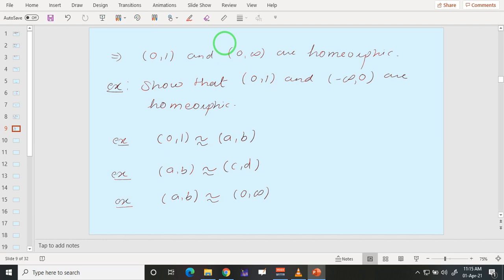In the next video, we will show that the open ball in Rn around 0 of radius 1 is homeomorphic to the open ball around a of radius 1. It means if you change the center of the two open balls with the same radius, both are homeomorphic. So we will define a function which will take those points from one open ball to the other open ball. Okay, so see you in the next video.